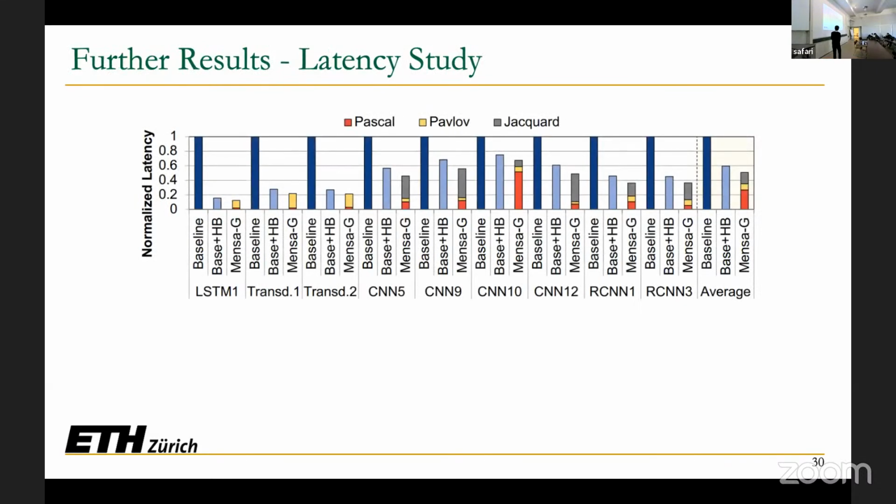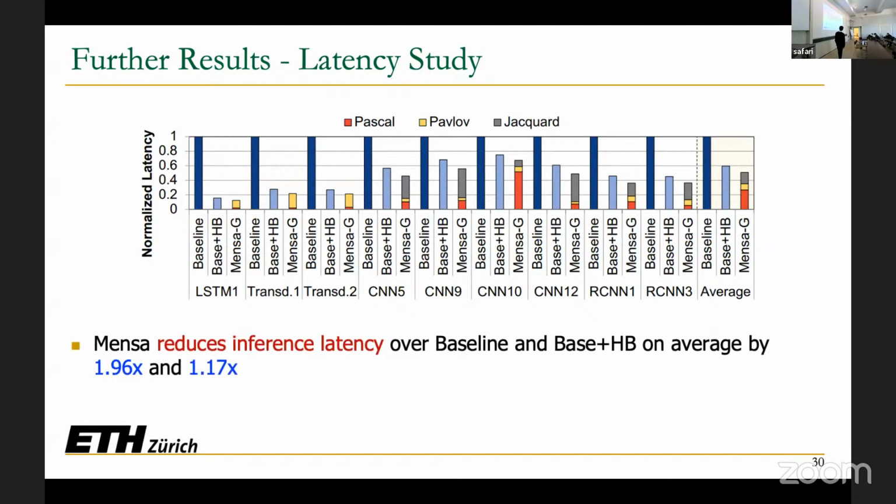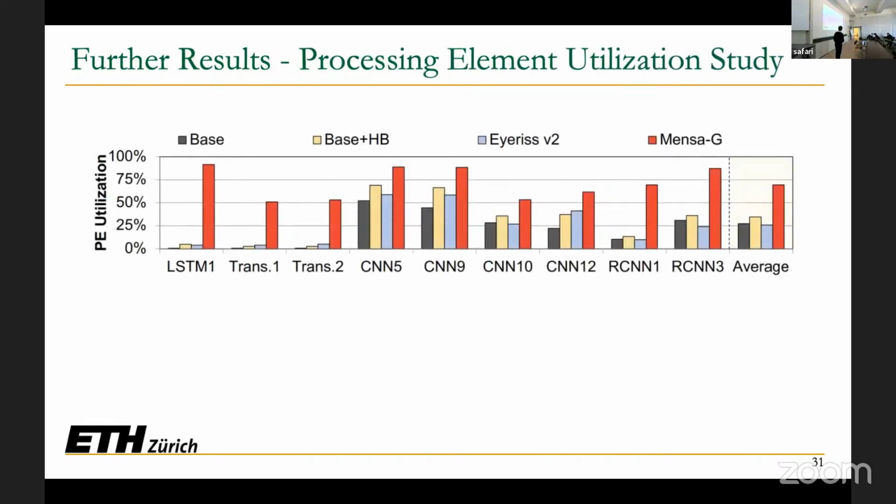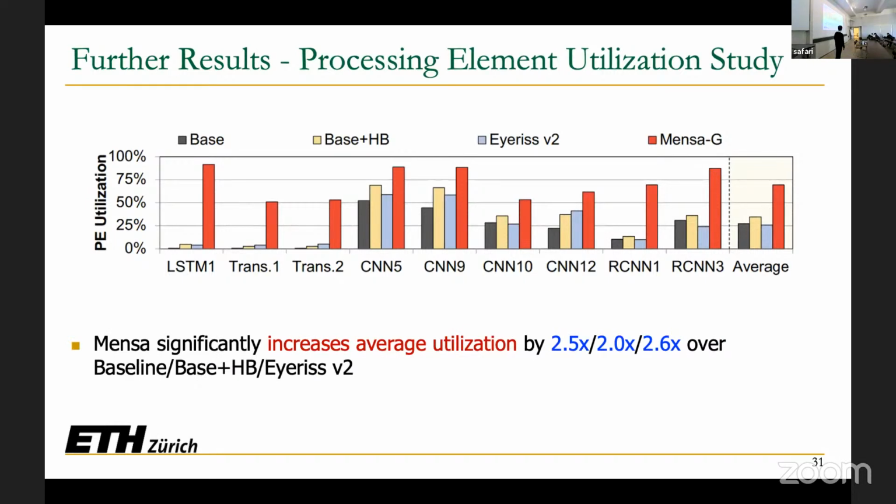For latency, we have again normalized latency against models, and we can see that Mensa is able to reduce the latency of the baseline and the baseline with high bandwidth memory on average by 1 and 1.17 times. For the processing element utilization, we have this graph, and we can see again that it is able to improve the utilization of all the models on average by 2.5 times, 2 times, and 2.6 times over the respective baselines. And the last one is the comparable state-of-the-art accelerator, which is ISCA.